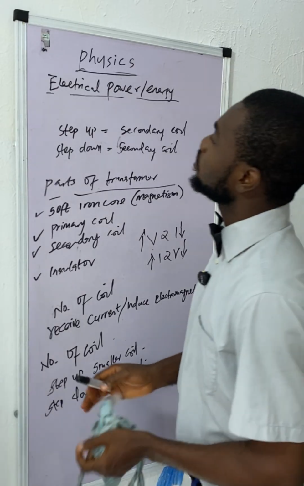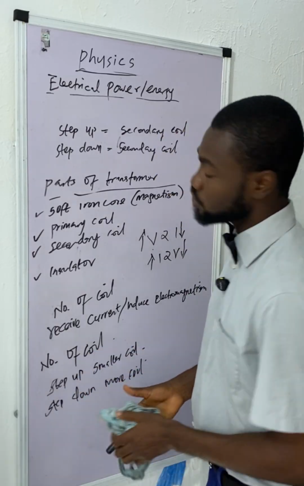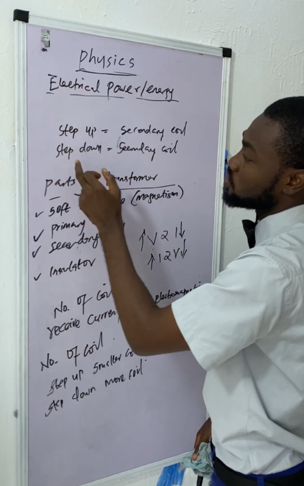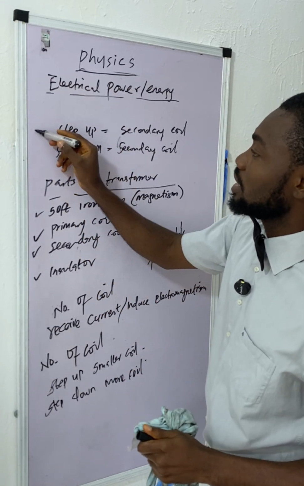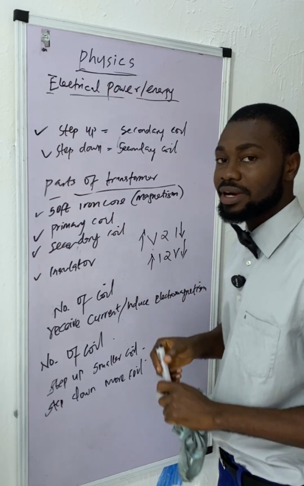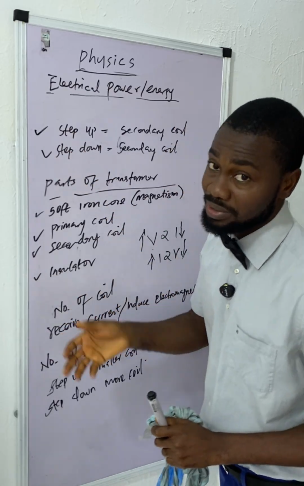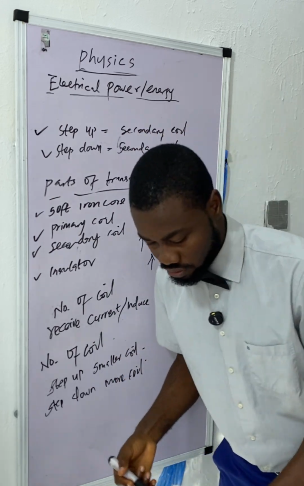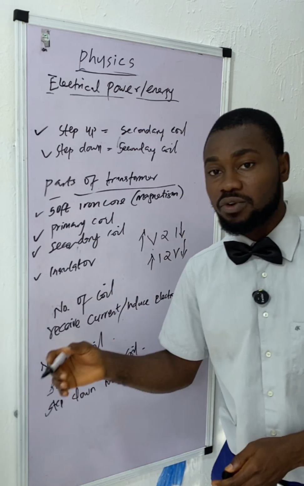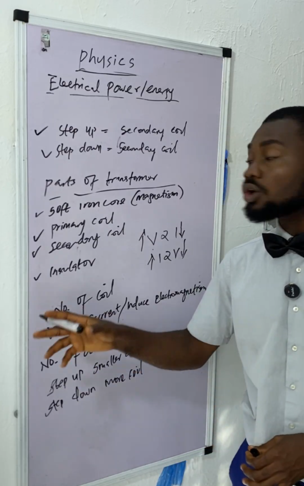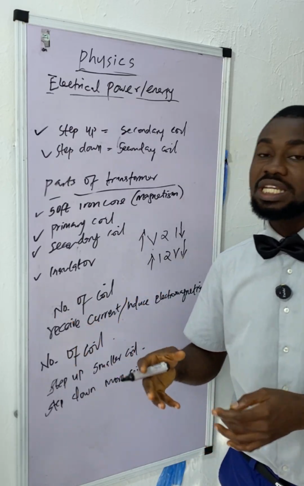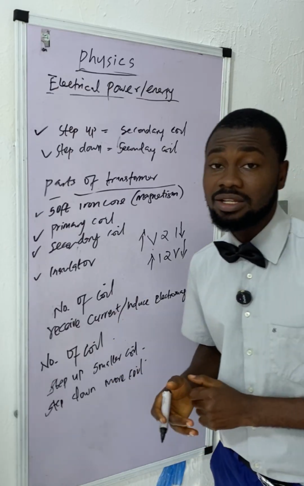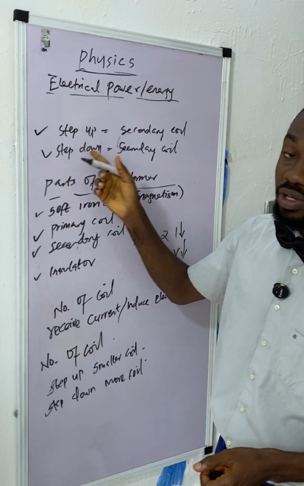So how does a transformer work? Like I said, you use the transformer for either step up or step down. When the current is placed in the transformer, the primary coil receives the current to be stepped up or stepped down. When it receives it, it induces an electromagnetic force that transfers the current to the secondary coil to be converted to either a higher volt and lower current, or a lower volt and higher current, depending on the type of transformer, either a step up or a step down transformer.